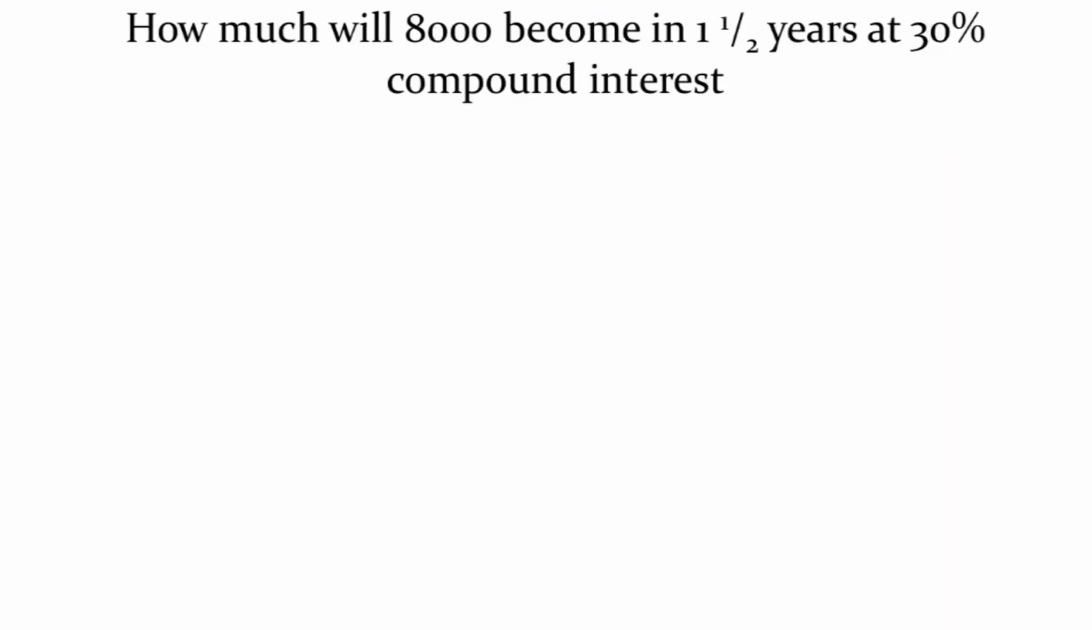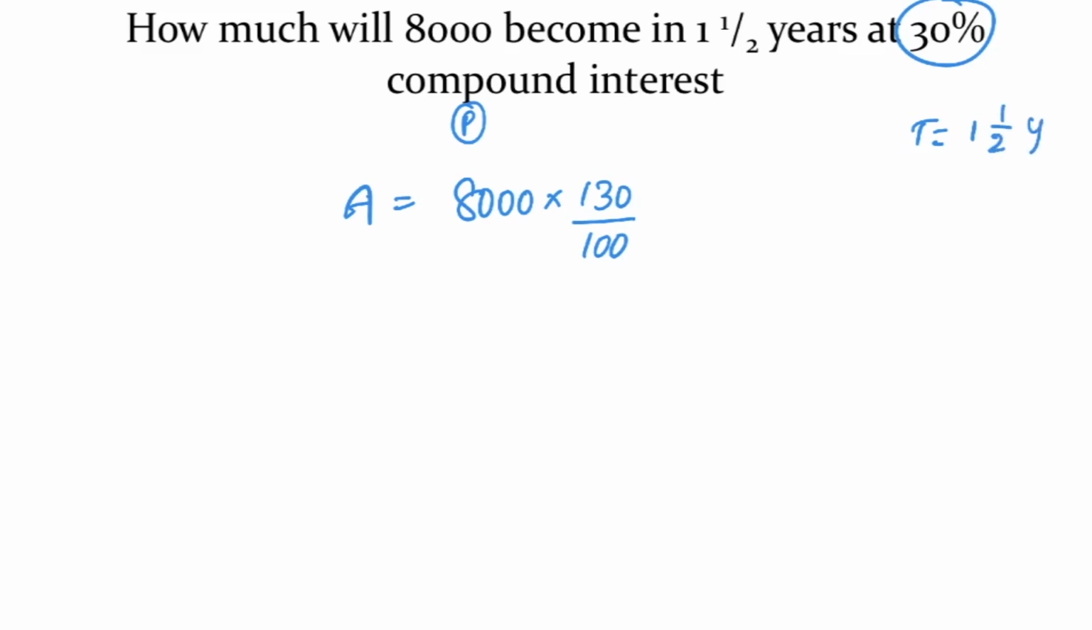How much will 8,000 rupees become in 1.5 years at 30% compound interest? How much will 8,000 become? Amount is required. Amount is principal 8,000 into rate of interest 30%. So we multiply with 130 by 100. But what about time period? Time period is 1.5 years.